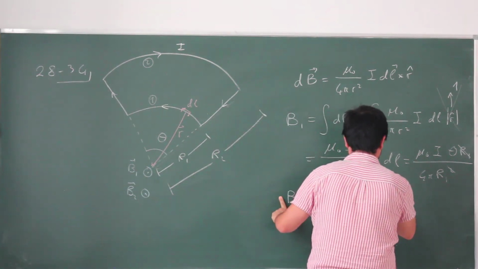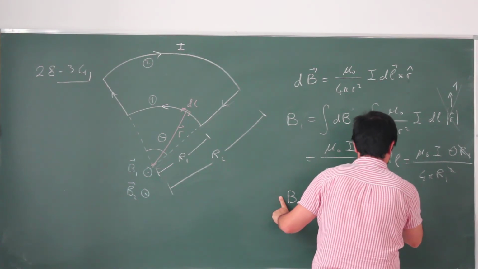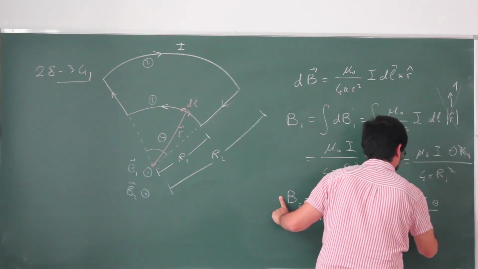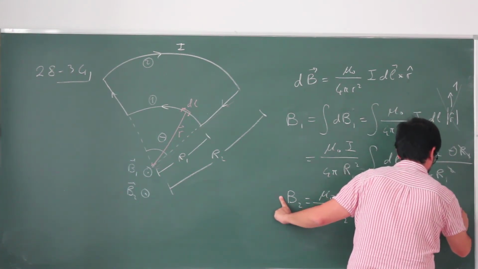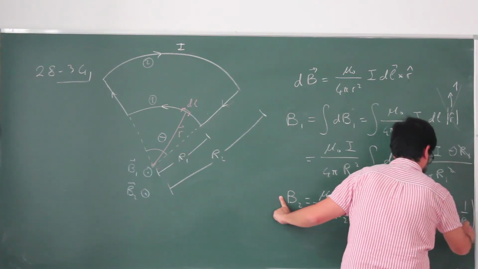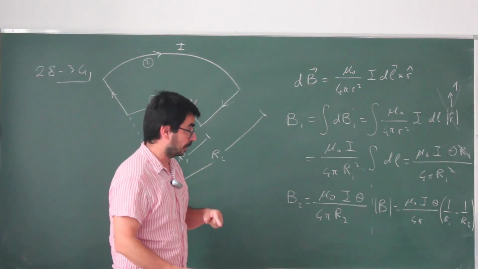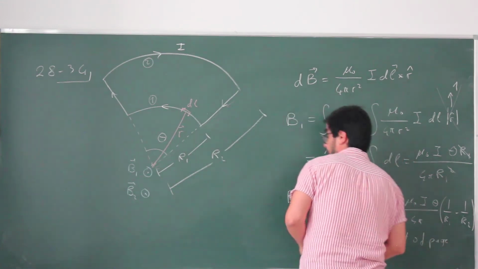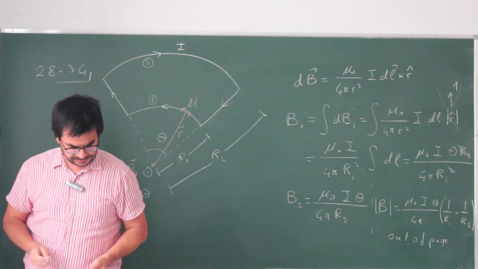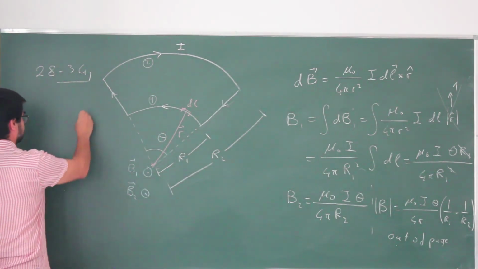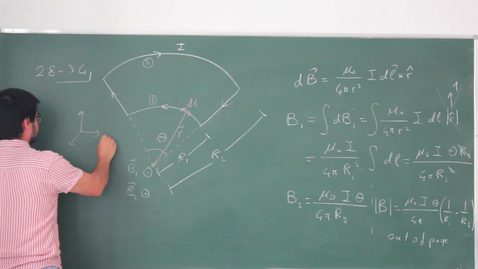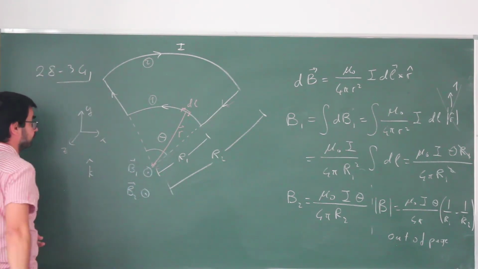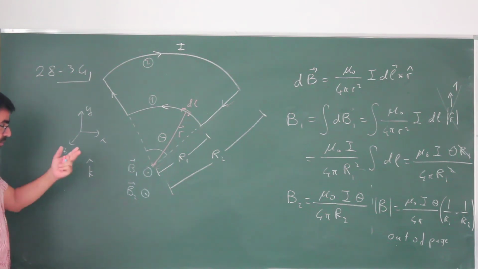So let's write it that way. So B magnitude is mu naught I theta over 4 pi times 1 over R1 minus 1 over R2. This is the magnitude, and it's towards us. Okay? Out of page. That is the direction. They are not giving you any coordinate system in the book, but you could, of course, invent one: X, Y, and Z. Then instead of out of page, you could just put k hat. Right. That also works. But this is also perfectly adequate.